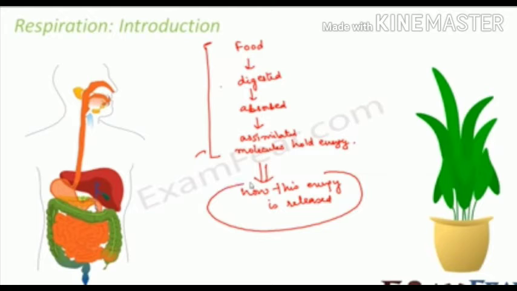So, how is this energy released? It is released by oxidation of the assimilated molecules. How will oxidation take place? For oxidation, we need oxygen.